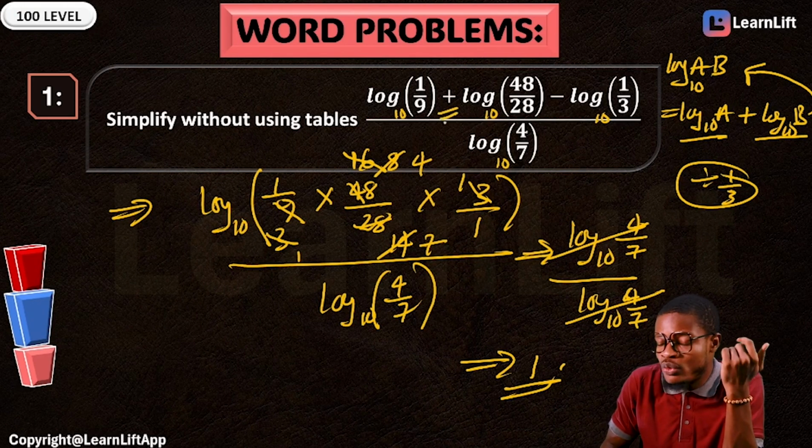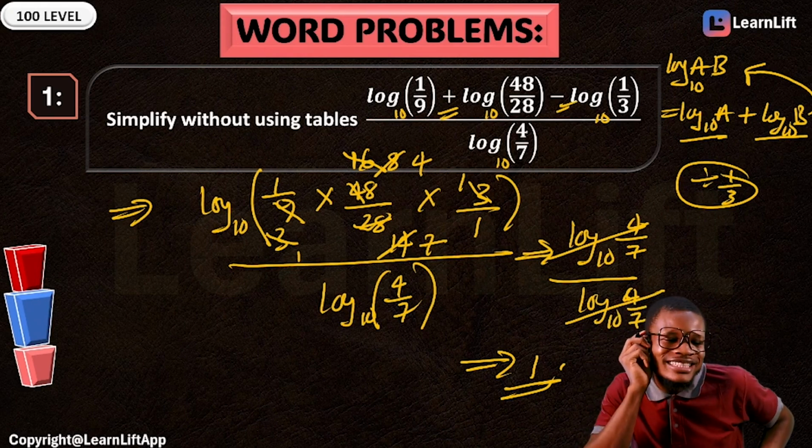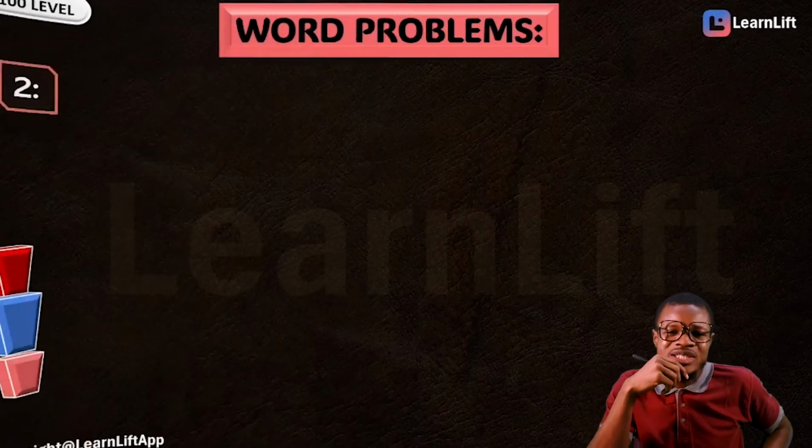So anyway, I have plus. What will I change plus to? Times. If I see minus, what will I change it to? Divide. And then we're able to solve it. So go over it and ensure you are getting it well. Look at the next question, question 2.